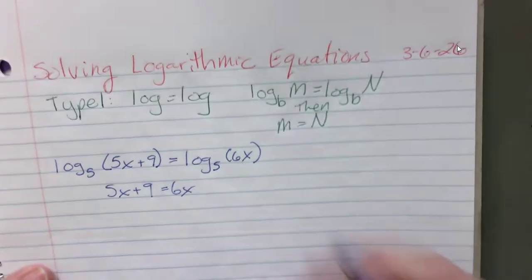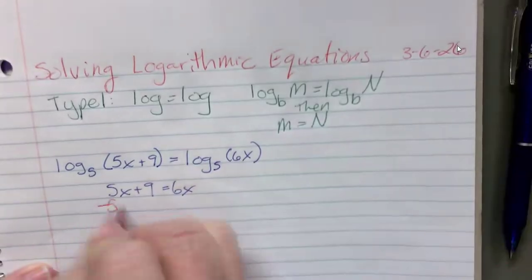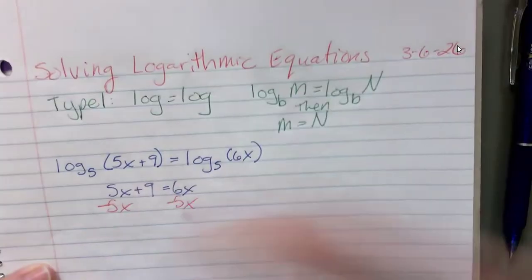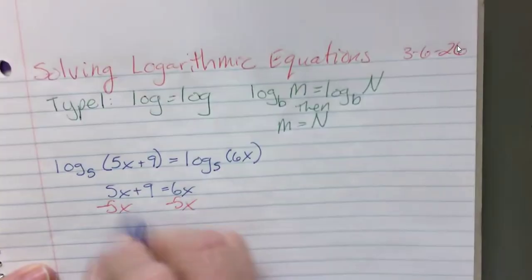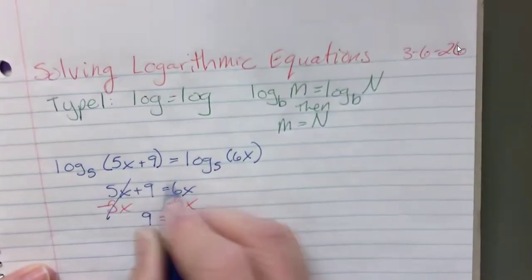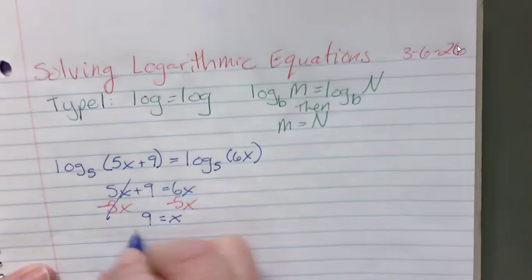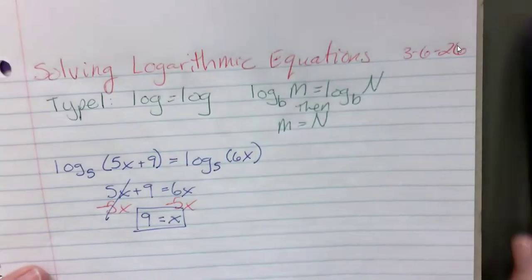Welcome back. I'm going to go minus 5x to both sides. If you did minus 6x to both sides, it'll still work. This one just saves me a step. This becomes 0. So I get 9 equals 6x minus 5x, which is x. My answer is 9 equals x, or x equals 9.